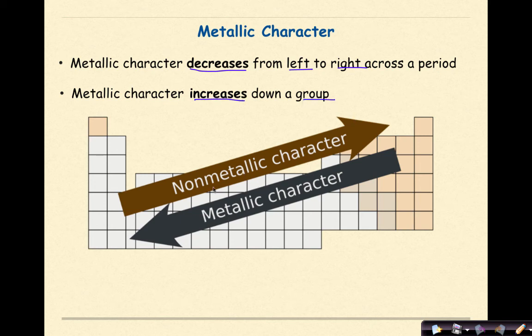So we can look at this image of the periodic table, and we see that this arrow talks about an increase in non-metallic character as we go from our most metallic elements, which are down here, to our least metallic elements, which are over here. And metallic character is going to increase if we go in this direction.